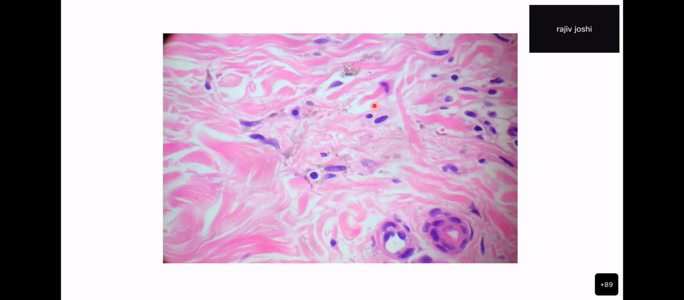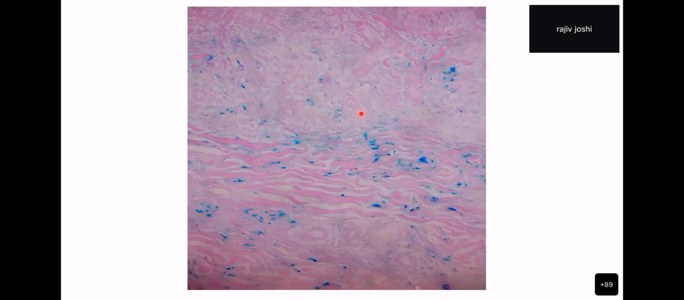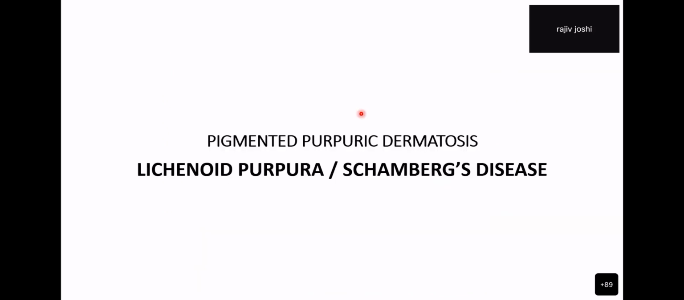One way of identifying it, unfortunately this slide doesn't show it, is if you use the low power and the fine adjustment, hemosiderin is refractile, whereas melanin is not. And this is the Perls iron stain for hemosiderin. So the final diagnosis is Schamberg's disease here.